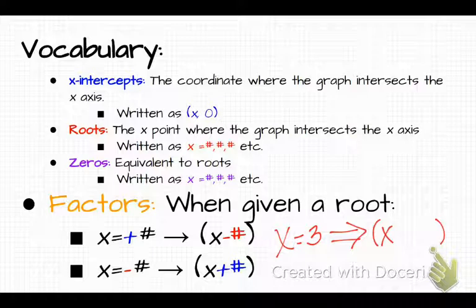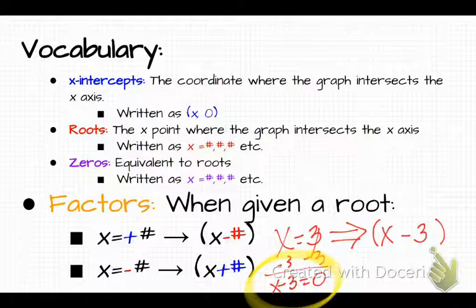So this is x equals positive 3. Remember when we were doing solutions? I have to set it equal to 0. So I get x minus 3 equals 0. So what is the factor when I have x equals 3? The factor is x minus 3, okay?